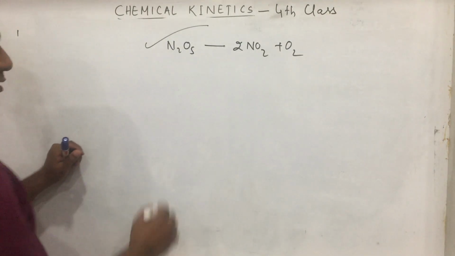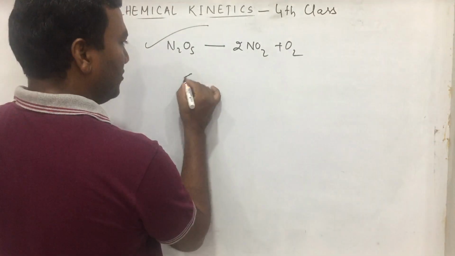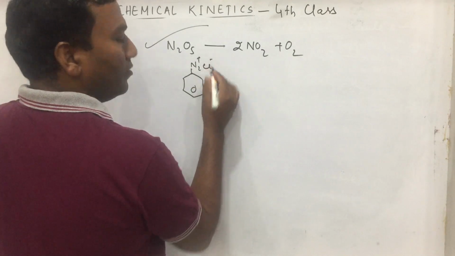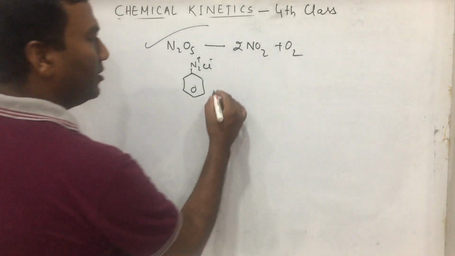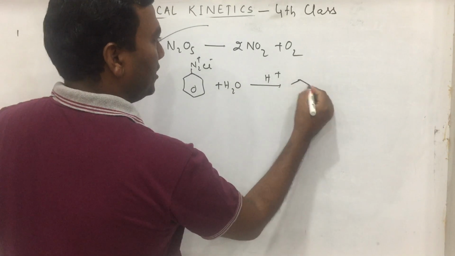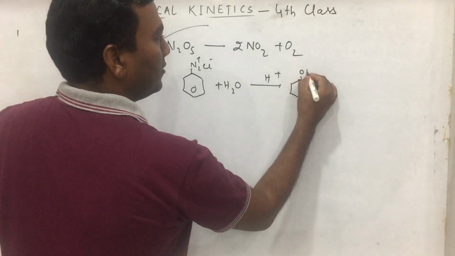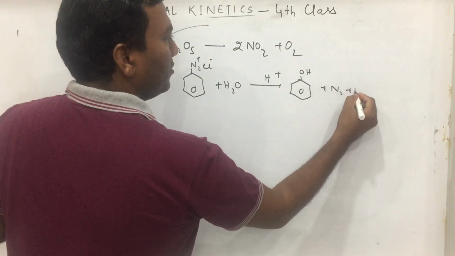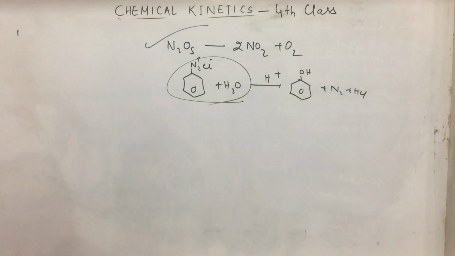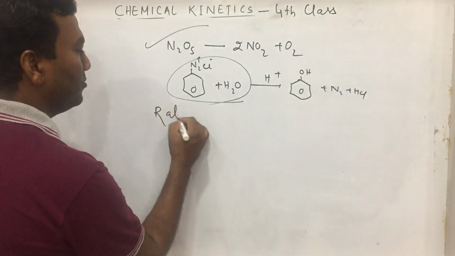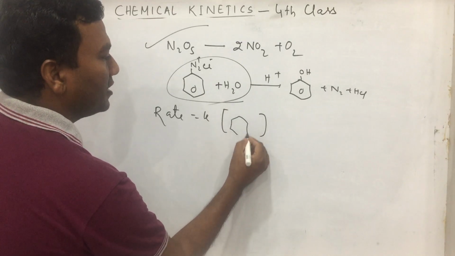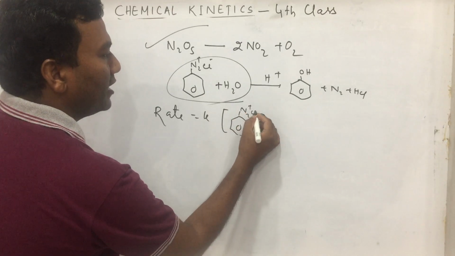Clear? Similarly, a hydrolysis reaction. Suppose benzene diazonium chloride reacts, by hydrolysis in the presence of acid, to give phenol plus N2 plus HCl. So here, how many reactants are present? 2, but its order is 1. So we can write rate equals k into only the concentration of benzene diazonium chloride.